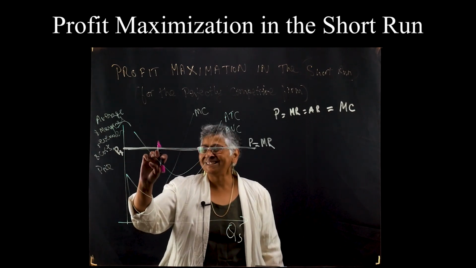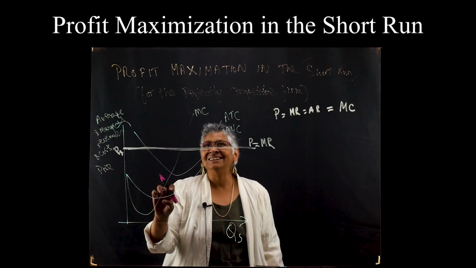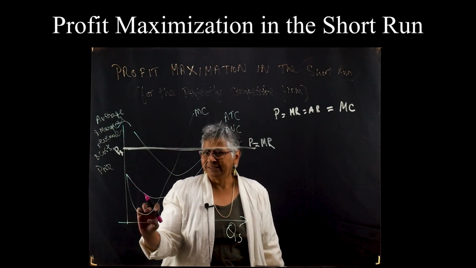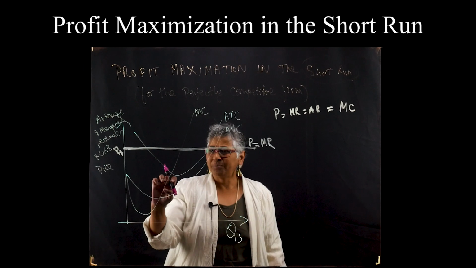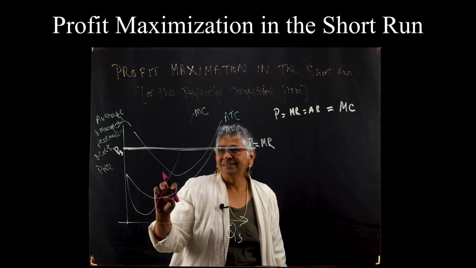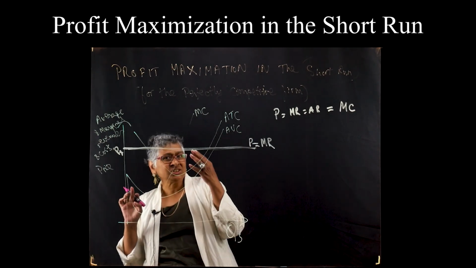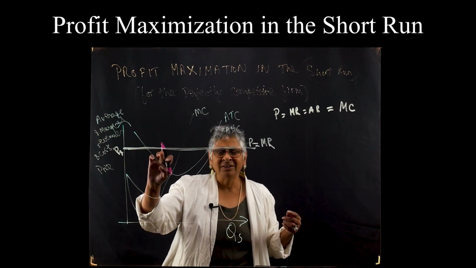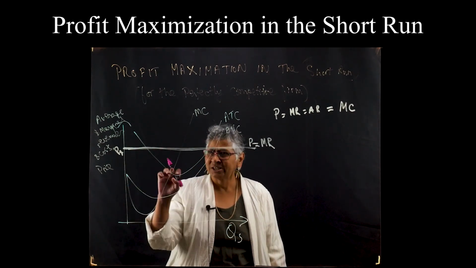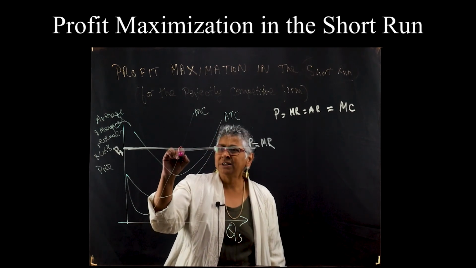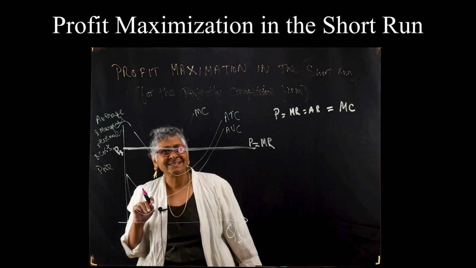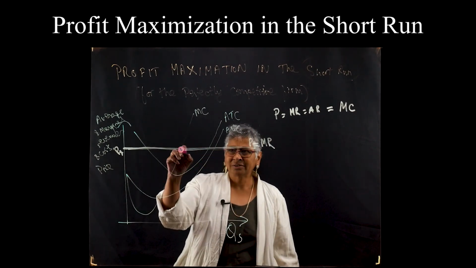When the price is higher than marginal cost, look at that, that's the price line. Here's the marginal cost line. When the price is higher than marginal cost, extra unit production will mean extra revenue is better than extra cost. I should produce more. And I will keep doing this until price exactly equals marginal cost, right there.